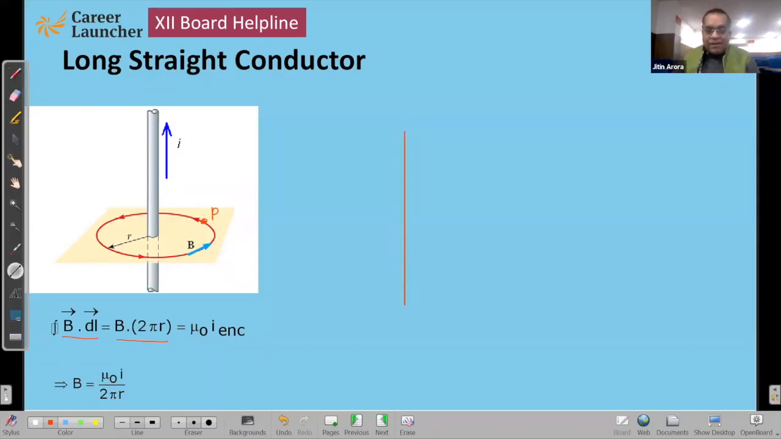अगर बच्चों कभी भी दो वायर्स दी हैं, let's say एक वायर है which is carrying a current I1, और एक और वायर है which is carrying a current I2.